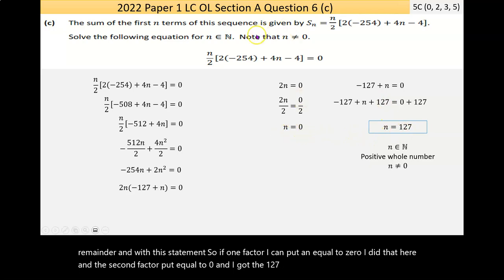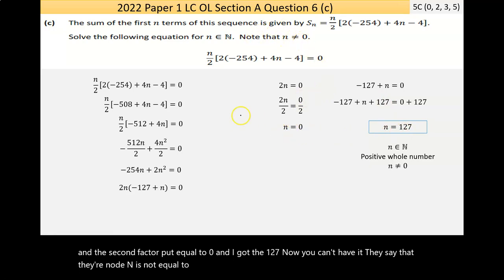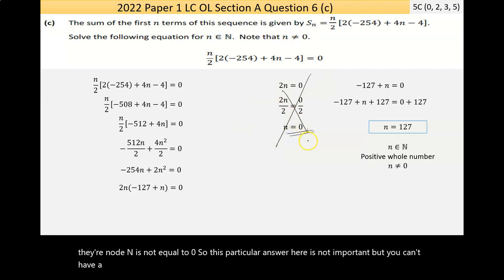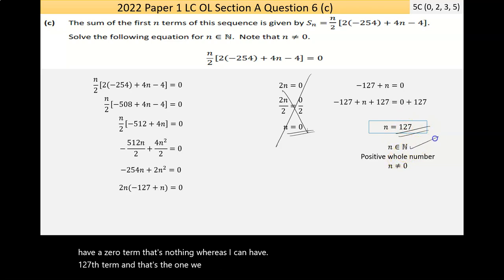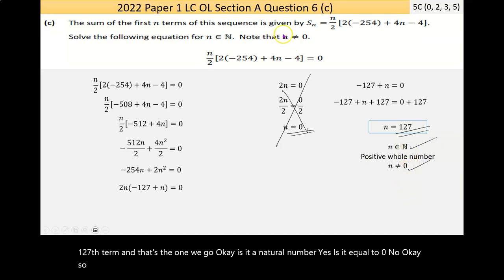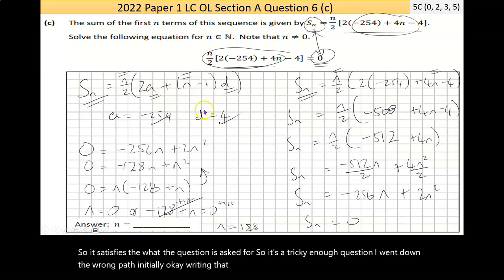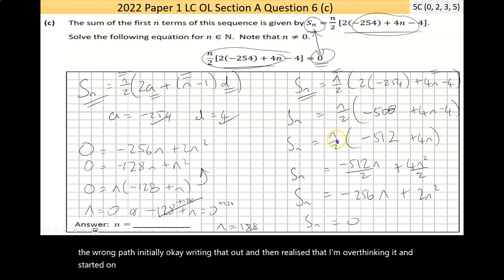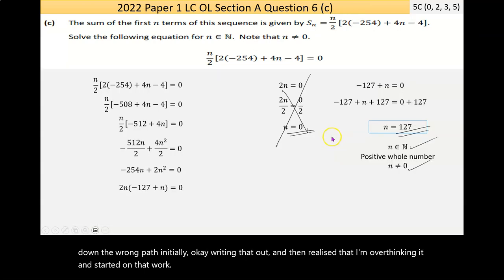Now, you can't have it. They say there, note, n is not equal to 0. So this particular answer here is not important. If you think about it, you can't have a zeroth term. That's not a thing. Whereas I can have a 127th term, and that's the one we go with. Is it a natural number? Yes. Is it equal to 0? No. So it satisfies what the question asked for. It's a tricky enough question. I went down the wrong path initially, writing that out, and then realized that I'm overthinking it, and started on that work. So I think that's the end of question 6.